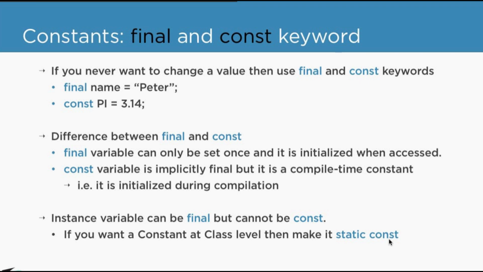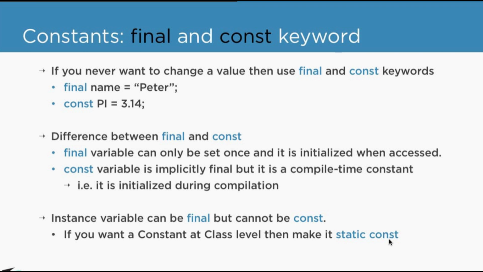So firstly, why do we need constant in Dart? Well, there might be some scenario where we never want to change the value. So in that case, we use the final and constant keywords. We can use either of these two. For example, if we use final name equal to Peter, so in that case, we can never change the value of name in this program.